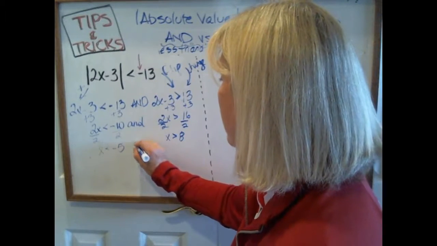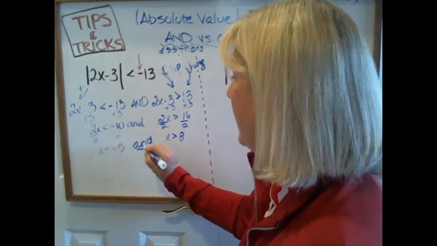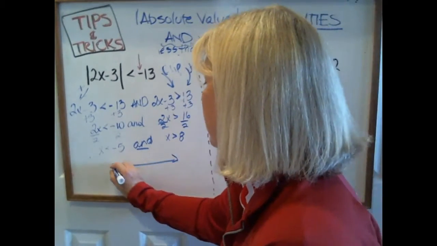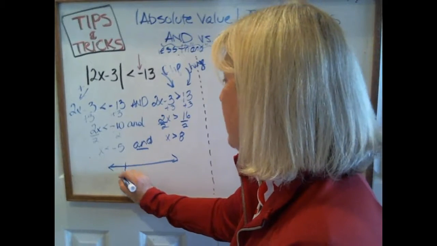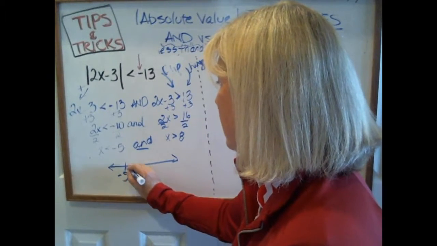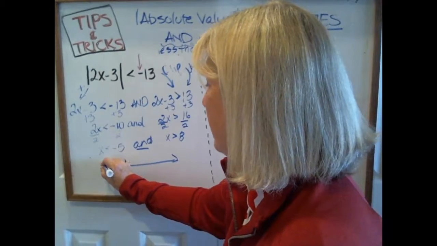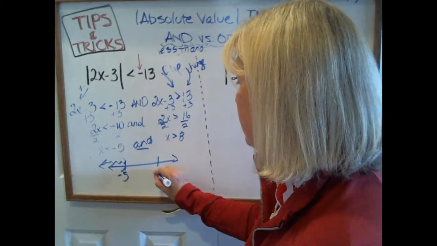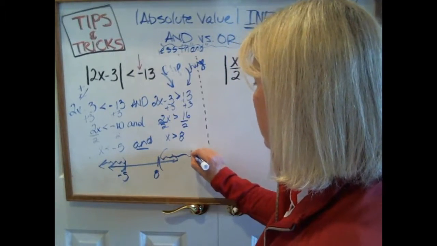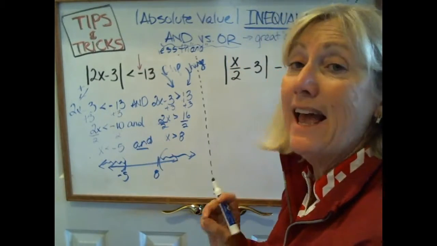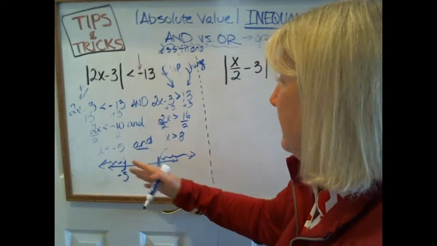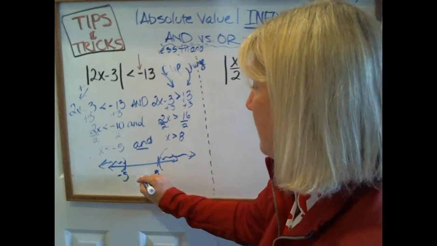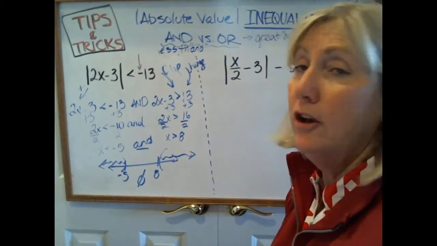The key word here is that we have "and" in between. So if we're going to graph this, we have negative 5 down here, and we have a parenthesis and our arrow going this way. And then we have 8 up here with a parenthesis and going this way. Since it says "and," it doesn't overlap. And so that would give us no solution.